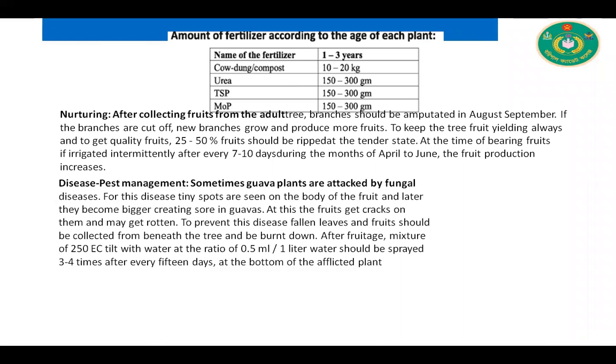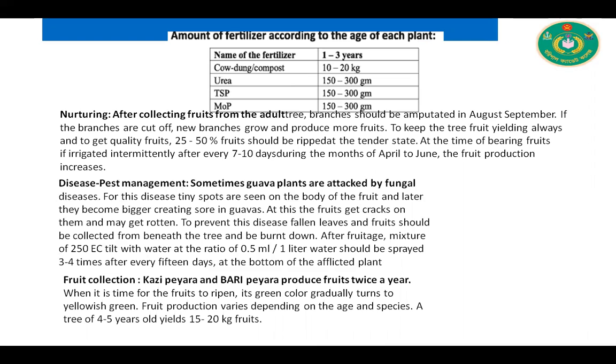After fruiting, a mixture of 250 EC should be mixed with water at the ratio of 0.5 ml per liter. Water should be sprayed 3 to 4 times after every 15 days at the bottom of the afflicted plant.